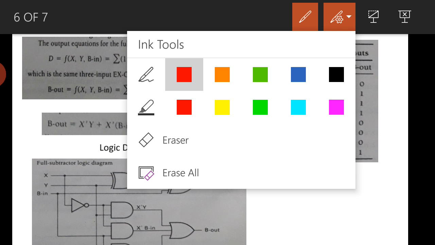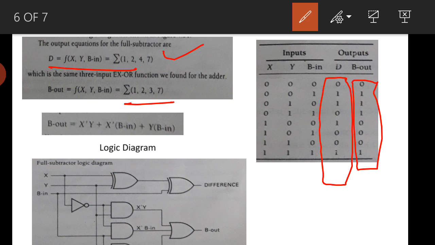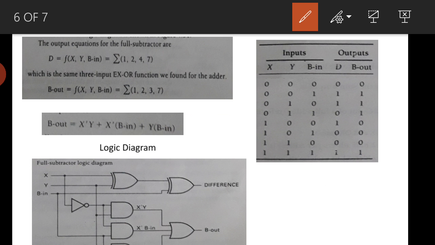Here the min terms are 1, 2, 4, 7. Similarly, the min terms for difference are the same as the sum in the full adder, and the min terms for the borrow are 1, 2, 3, 7. After simplification, not carry but borrow here, we get x bar y, x bar b in, and y b in, where b in is the third input.